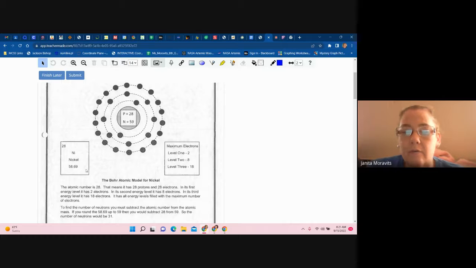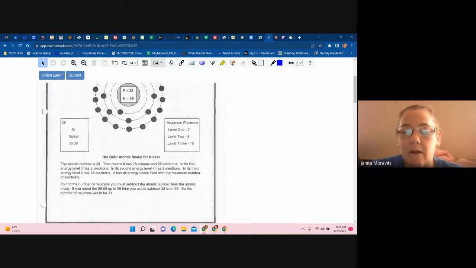Whenever we are looking at our atomic mass right here, this 58.69, we would round that up to 59. And in order to find our neutrons, which are part of our atomic mass, well, your atomic mass means your protons plus your neutrons, and they tell you that 59 is your atomic mass, and you know that you have 28 protons, then you would say 59 minus 28 to get the number of neutrons that you have.